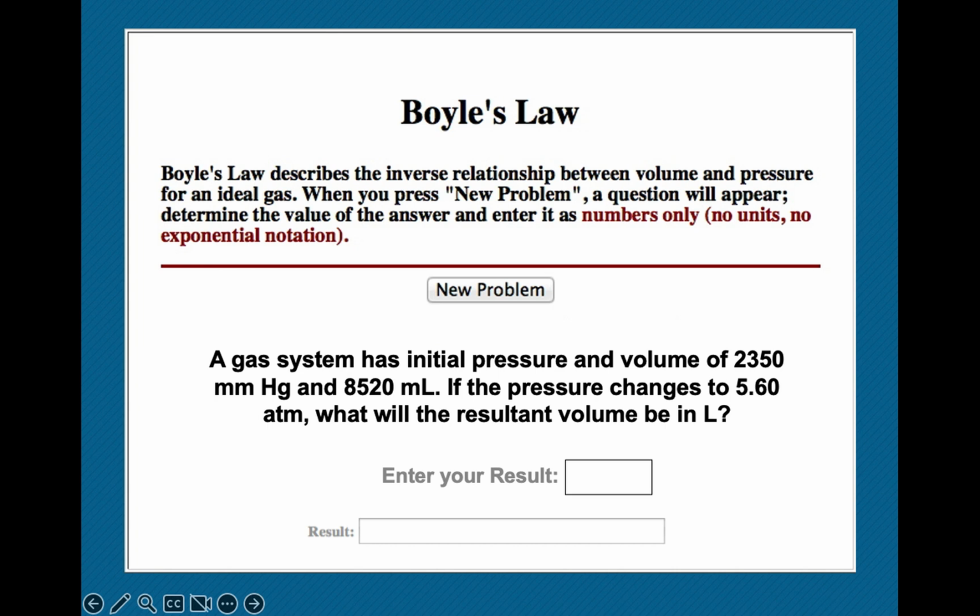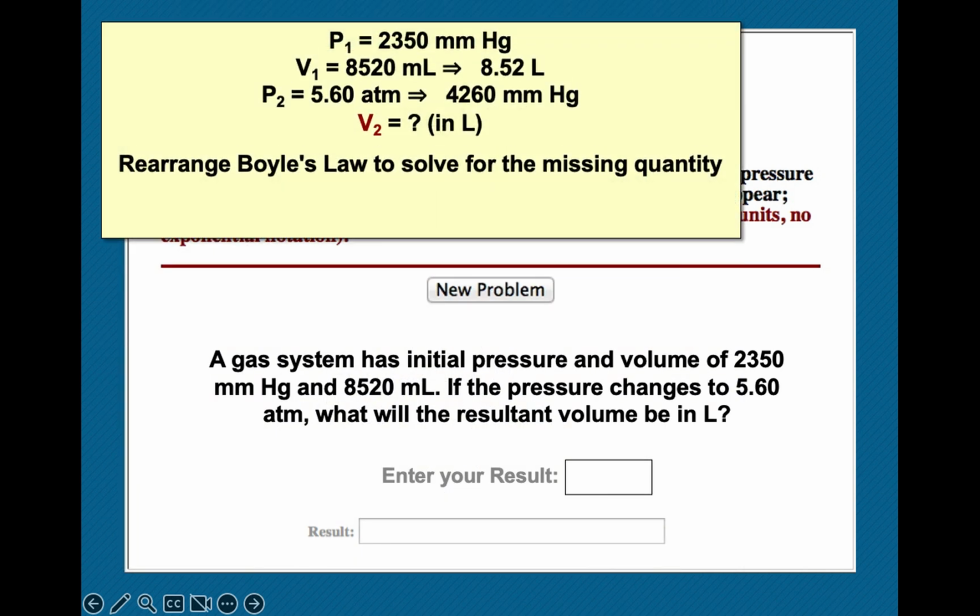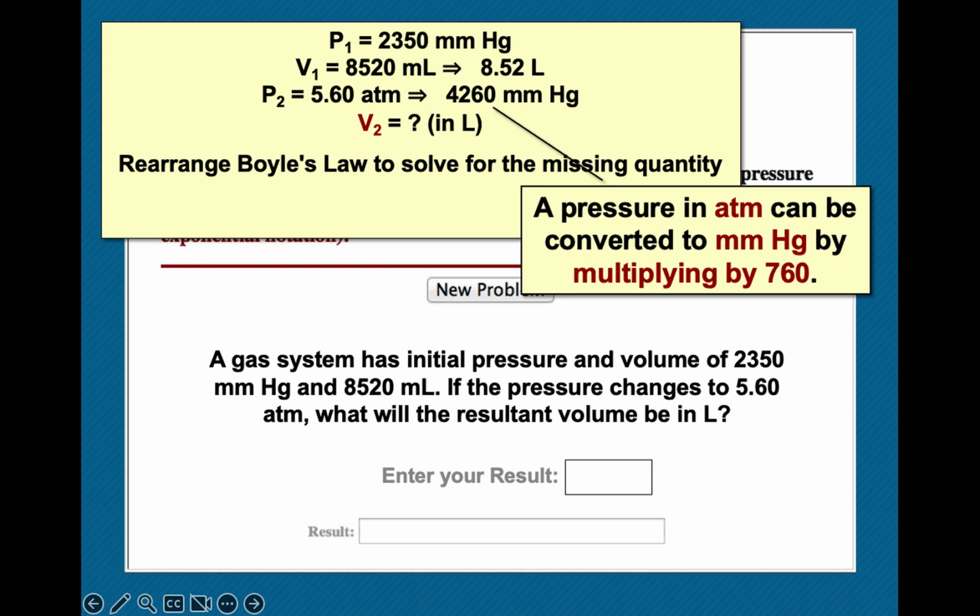Make your list. I change V1 to liters. P2 from atmospheres to millimeters. It's your choice which one you want to do. We do this simply by multiplying by 760. So set it up. And again, we're looking for V2.